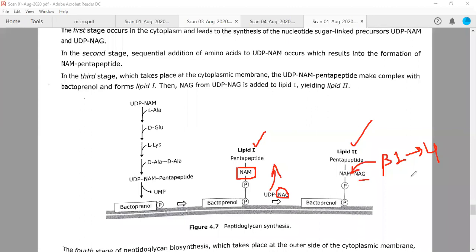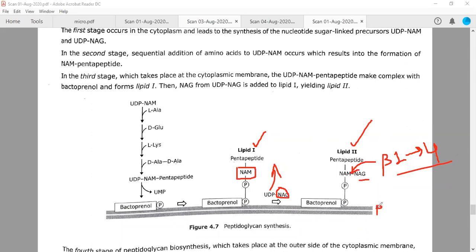Okay, so now you are able to understand what is lipid 1 and what is lipid 2. The only difference is that if it has NAG, N-acetylglucosamine, then lipid 1 will be converted into lipid 2, and they will have a beta 1,4 glycosidic linkage between these two. Then this lipid 2 will be flipped towards the outer side of the plasma membrane.